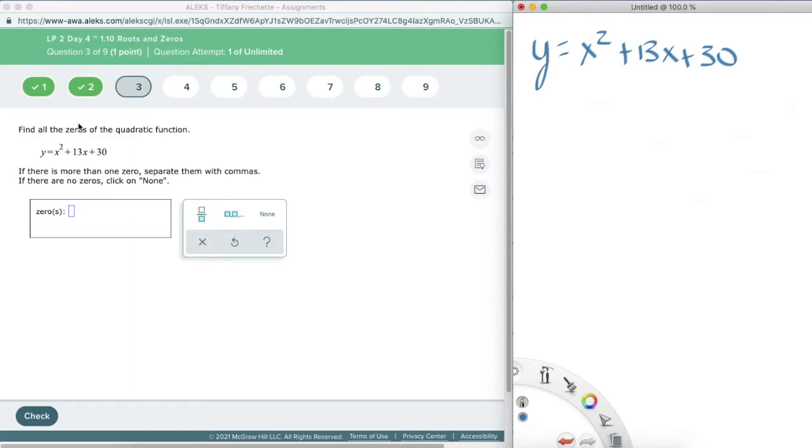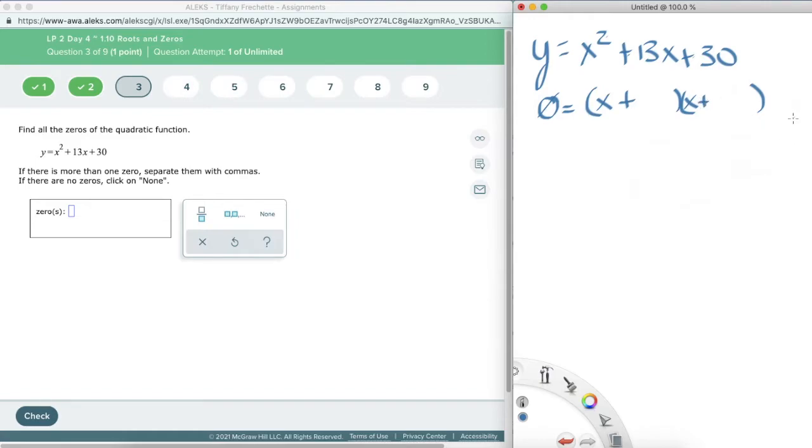So it's one of those things that we learned back in chapter one. I want to say that might have even been in Algebra 1, actually. So I'm going to make y zero. I'm just going to go ahead and do it ahead of time. And I'm going to factor these pieces. So the only way to get x squared is x times x. These are both positive, so I know I'm adding.